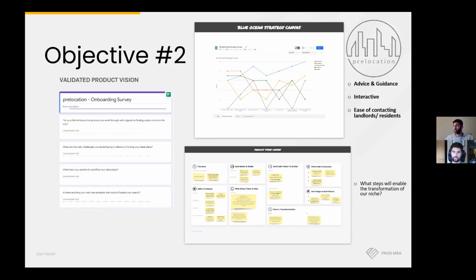In terms of pre-location, it's to do with advice and guidance, making it more interactive and enabling the contact between landlords, residents and the user to be a lot simpler. We then produced a product story canvas, and I think this really highlights the vehicle that you're using to create that transformation from their current situation to their ideal situation. It really helps you to plan out exactly what your product's going to entail and how you're going to tackle those issues and problems that you've discovered.